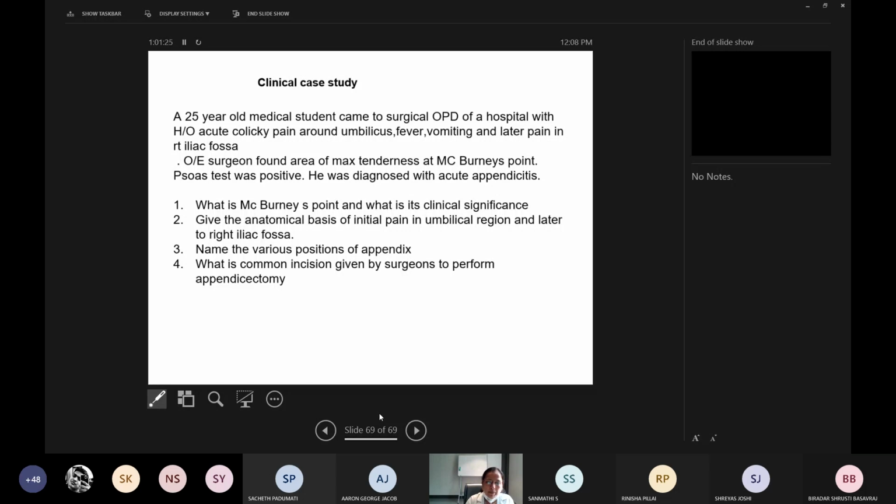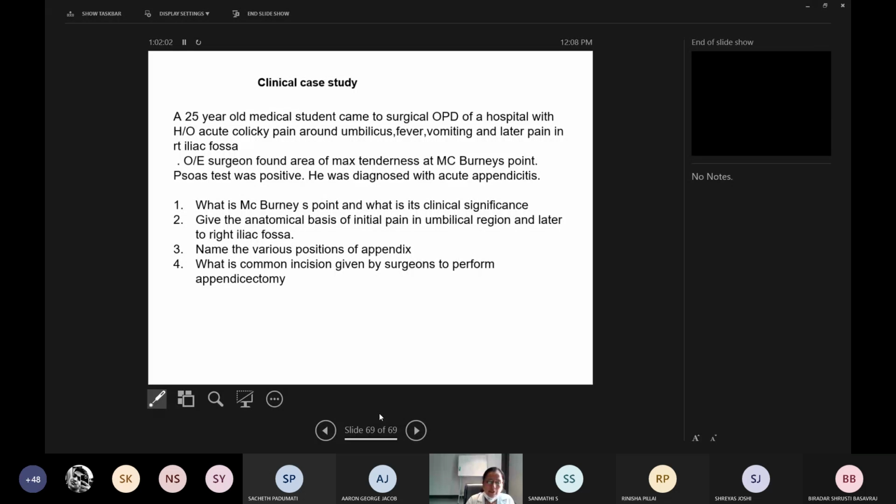Give the anatomical basis of an initial pain in the umbilical region and later in the right iliac fossa. Why is it seen initially in the umbilical region? Both are supplied by the T10 segment of the spinal cord. Yes, so both visceral and somatic sensations are carried through the T10 segment. Whatever the pain is, first it is felt in the umbilical region, later it shifts to the right iliac fossa due to the local inflammation of the peritoneum or local peritonitis.